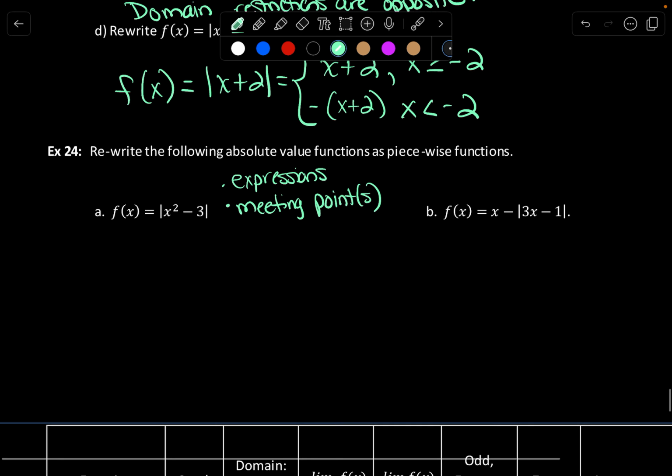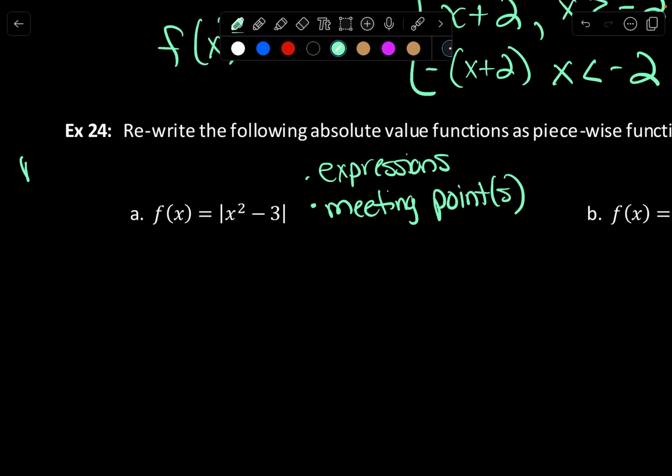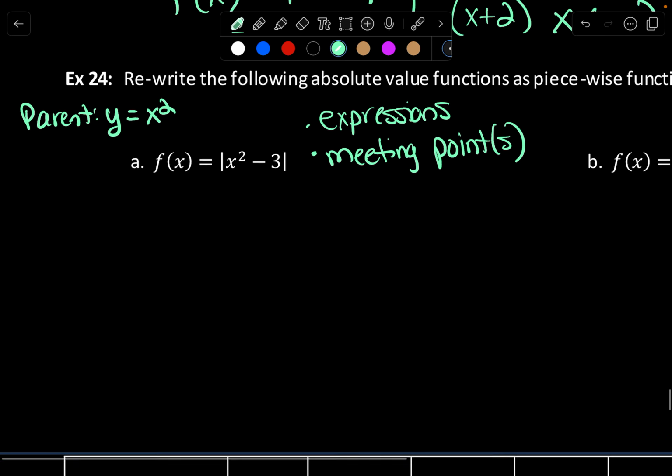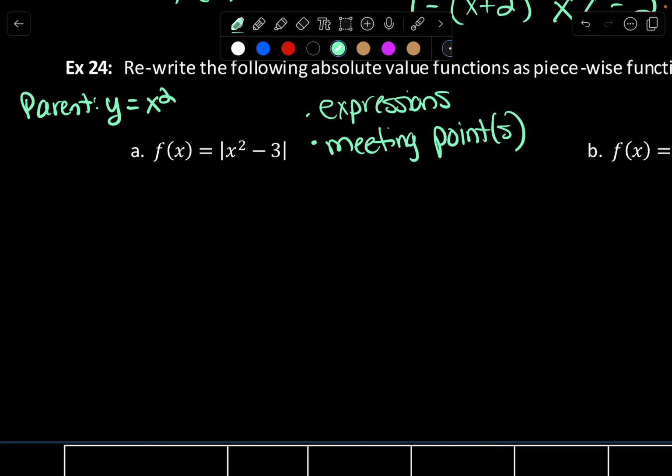Okay, so with this one, your parent function is going to be y equals x squared. That's our parent function. And we are applying two transformations. We have a horizontal translation and then that absolute value. So for this particular one, our expressions, if we take the absolute value, are going to be plus or minus x squared minus 3. These are the two expressions we're going to see in our piecewise. We're going to see a positive x squared minus 3 and then a negative x squared minus 3.